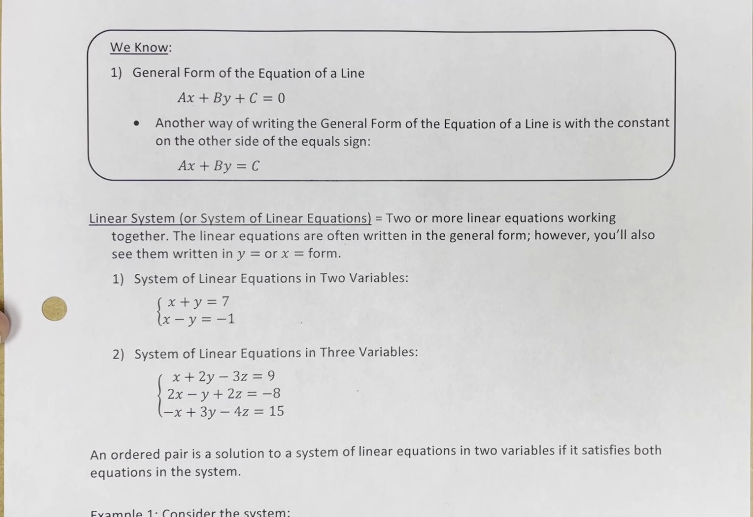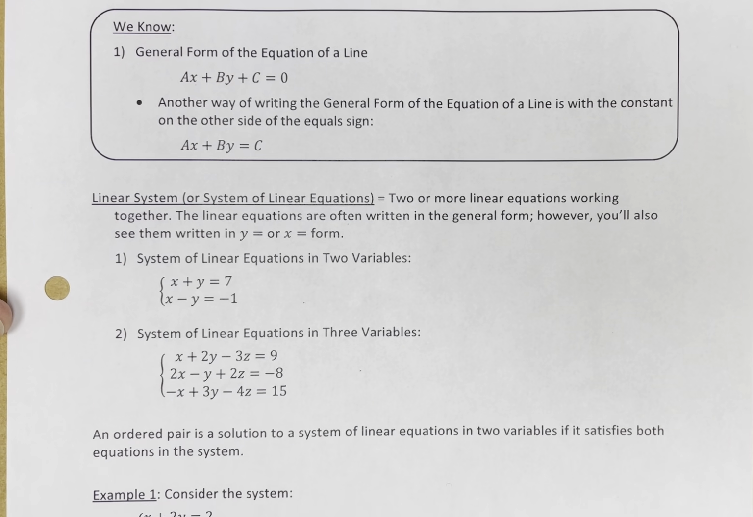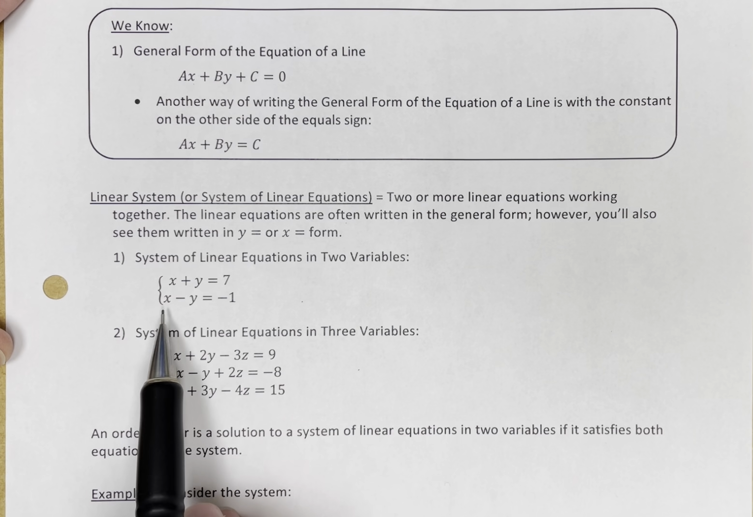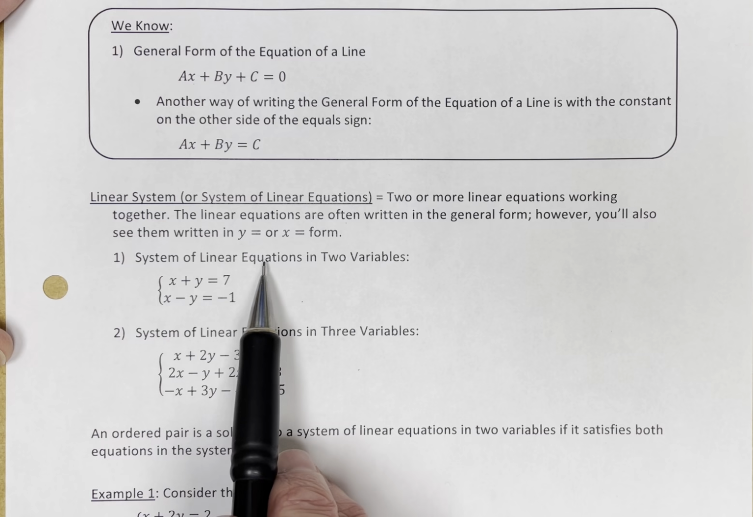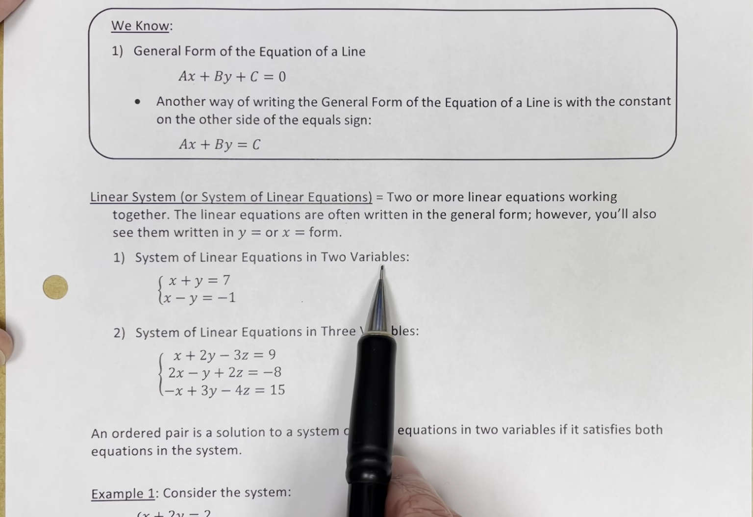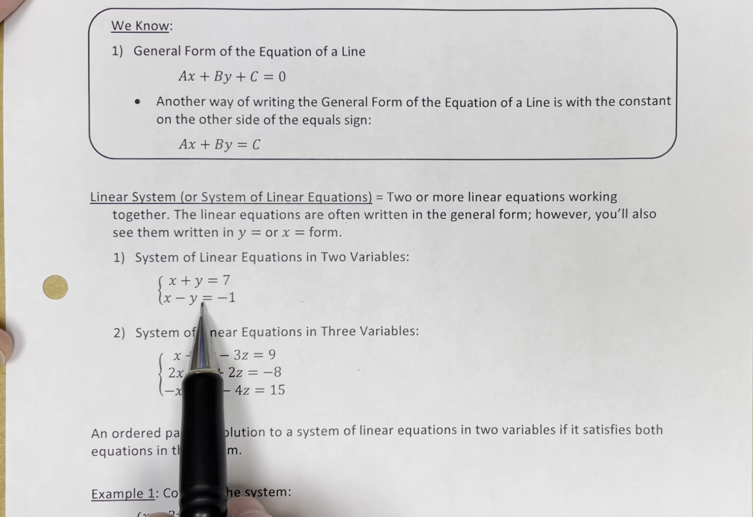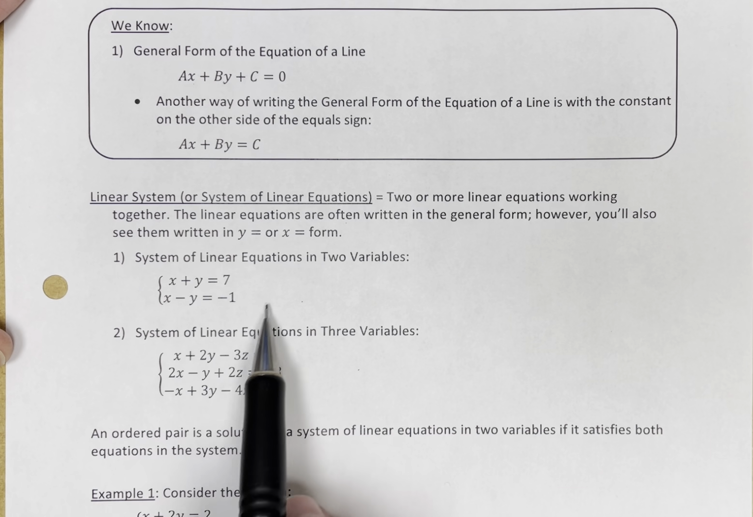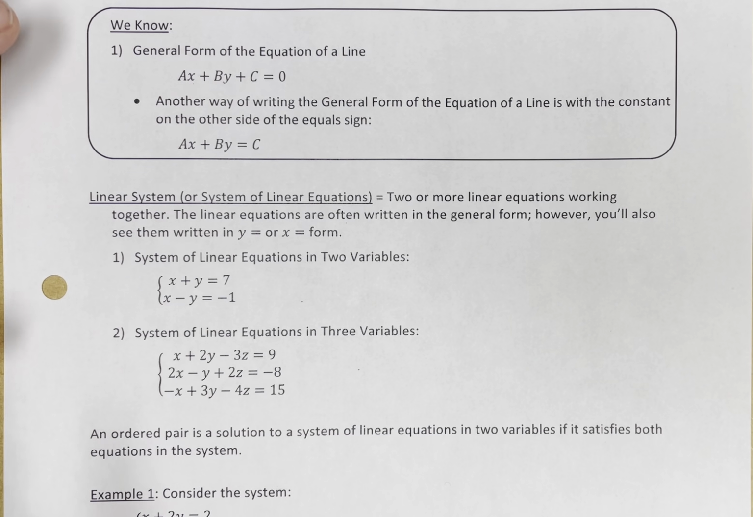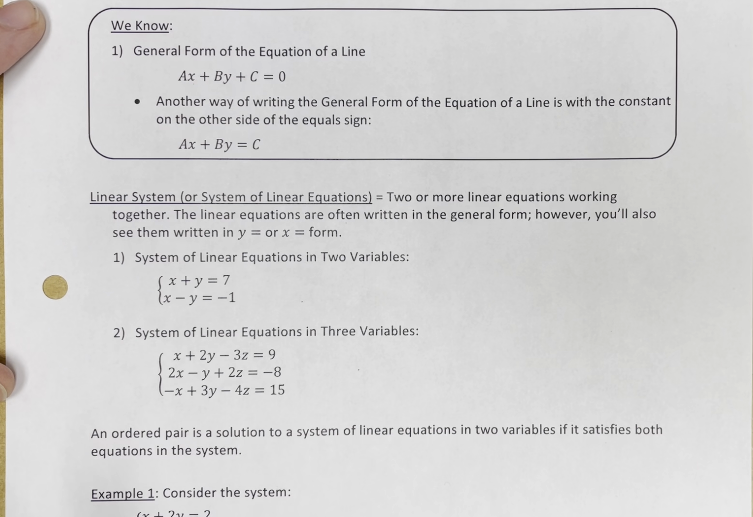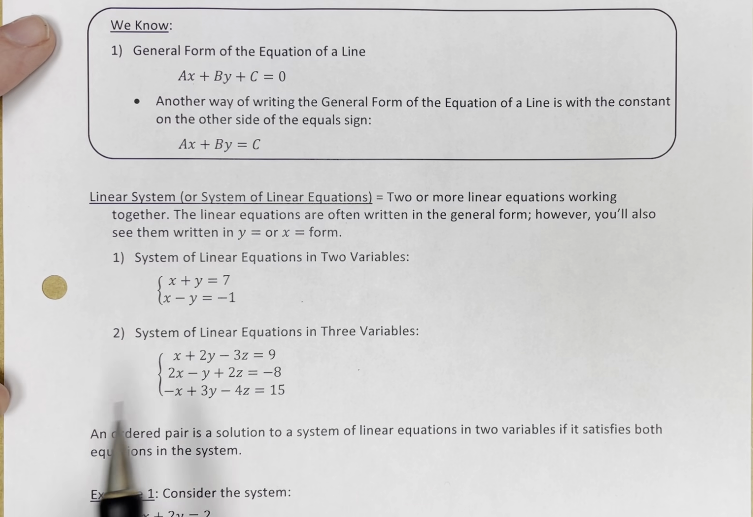We're going to be dealing with two types of linear systems. One will be a linear system in two variables, also called a system of linear equations in two variables. And as with two variables, we'll use x and y. And as you imagine, we can graph this on a coordinate graph. We have x's and y's. We can graph this on the xy plane.